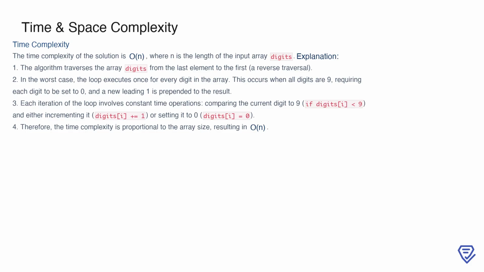Each iteration of the loop involves constant time operations, such as comparing the current digit to 9, incrementing it if it's less than 9, or resetting it to 0 otherwise. These operations do not depend on the size of the digits but solely on the number of elements in the array. Thus, as the number of digits increases, the time taken grows linearly, making the overall time complexity O(n).